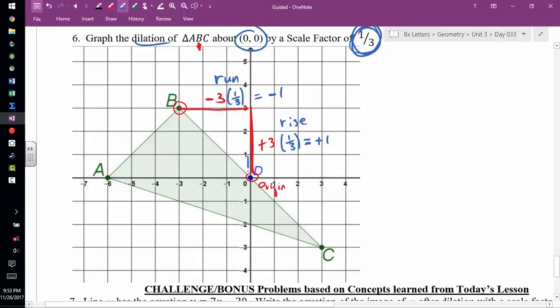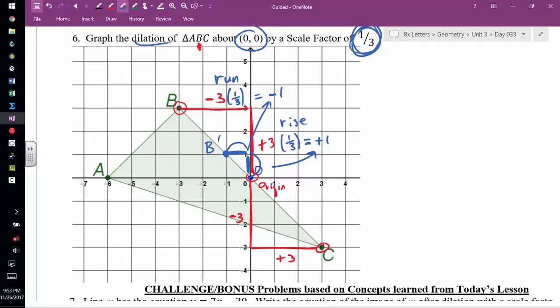You're really just going to go 1/3 of that run on the red distance, and you're just going to attach it to your rise. So if we were to only rise 1, do that +1. And if we were to only go -1 on the run, this would be B prime. And we can see that this is the same thing for C prime. It's just that now we're going down 3 and to the right 3.